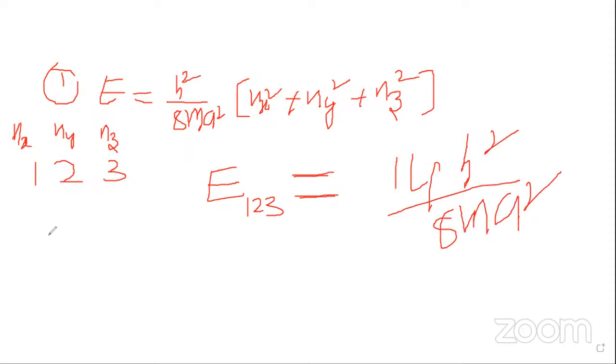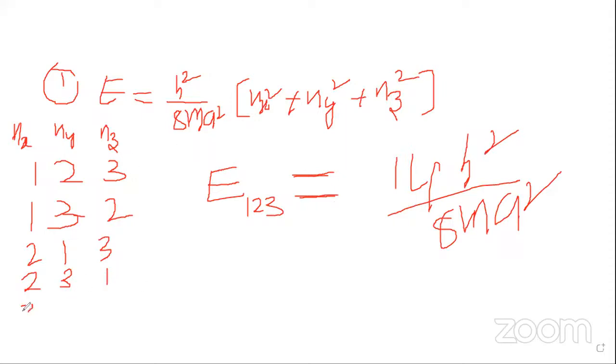Okay. Here I am going to interchange these. First Nx is equal to 1 only, Ny is equal to 3, Nz is equal to 2. At this time, we get the same energy. Or else we may interchange: Nx is equal to 2, Ny is equal to 1, Nz is equal to 3. Or Nx is equal to 2 only, Ny is equal to 3, Nz is equal to 1. These four times we will get the same energy.